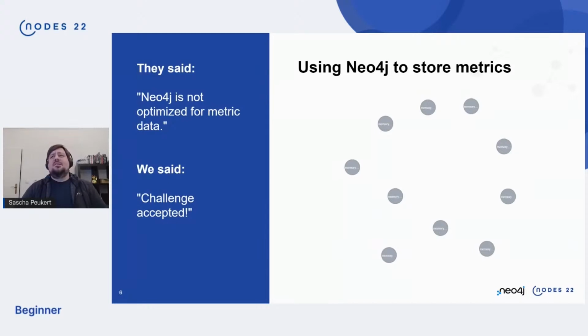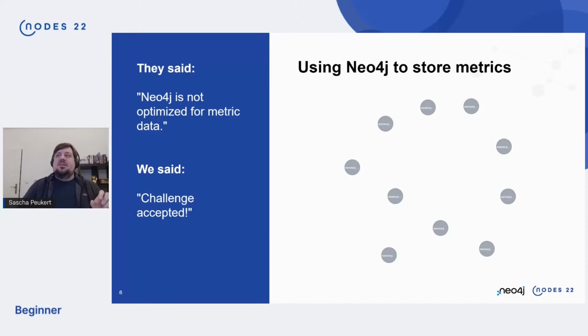And in the beginning, they said to us, well, Neo4j isn't optimized to store metric data. It's not really a graph, right? And they're right. But we said, well, let's see how far we can take that. Challenge accepted, right? So as you can see here, we have nodes, and they're not really related at all. Every node is like one point for a specific value at a specific time. Not related, not really graphy.